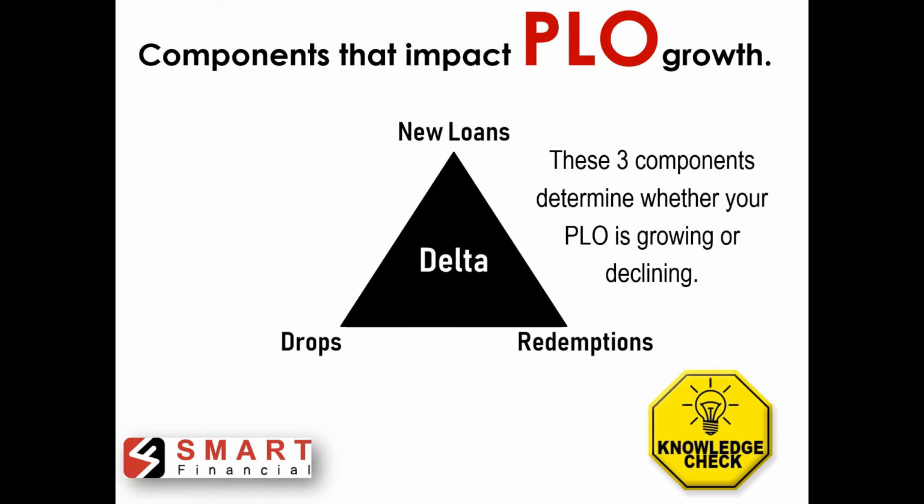Your loan delta is a great snapshot of where your business currently stands and where you're heading. Your PLO delta is determined by taking your new loan dollars and subtracting that from your outflows, your drops and your redemptions. These three components determine whether your PLO is growing or declining.